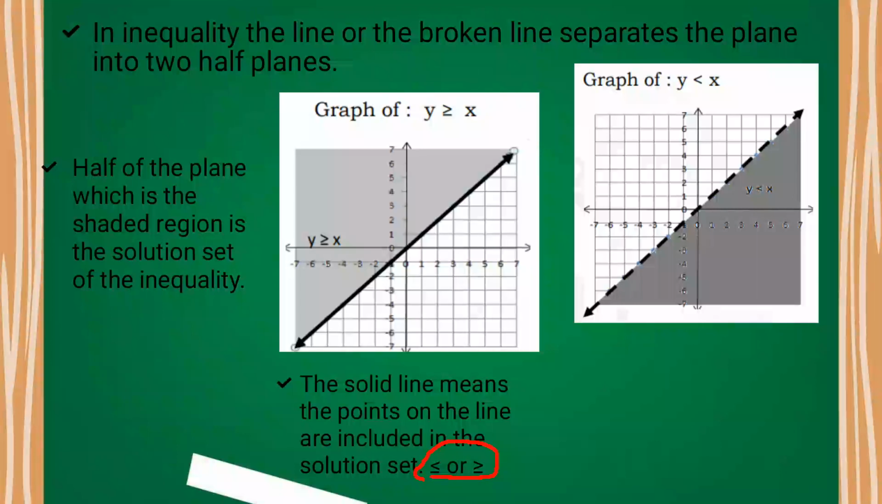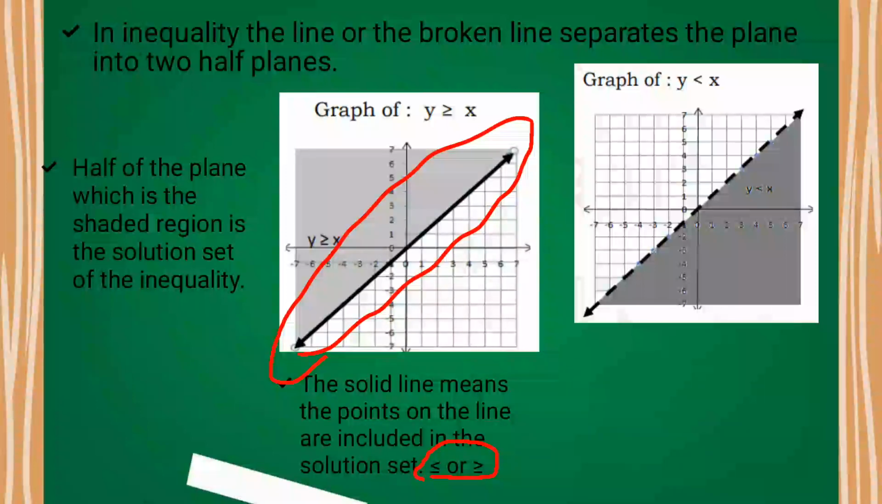Pag may kasamang equal yung less than at yung greater than, ibig sabihin po niyan ay solid line ang graph natin. Ito po yung ganitong graph po. Solid. Diretso siya. Next po, how about if it is a broken line?